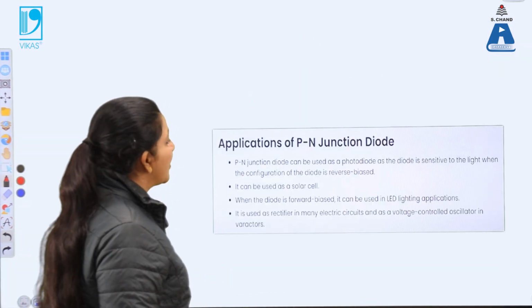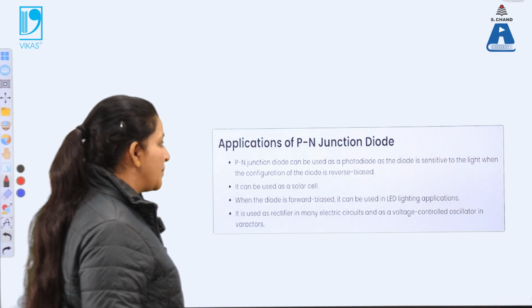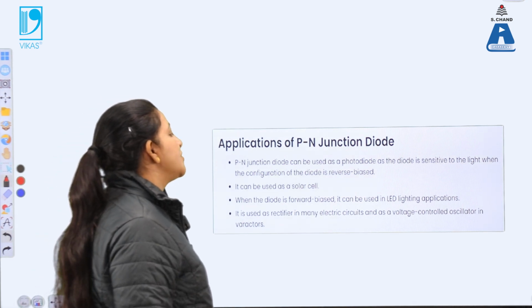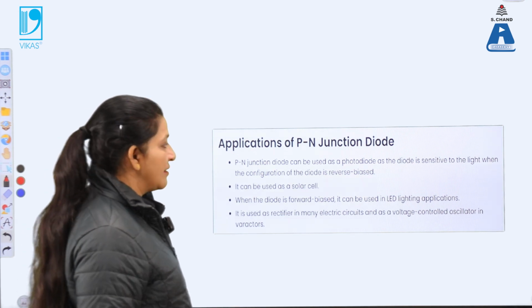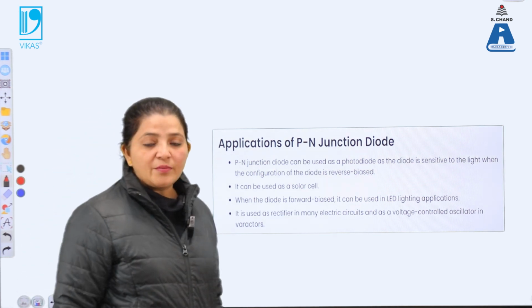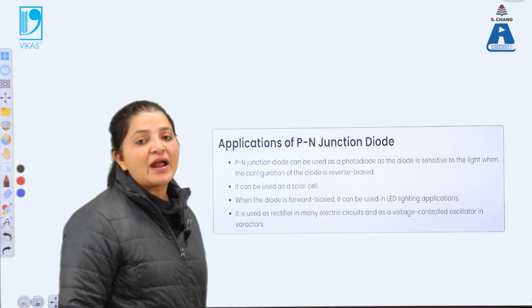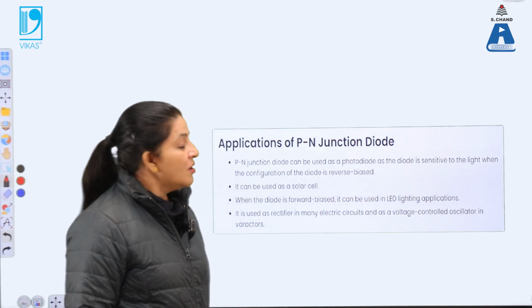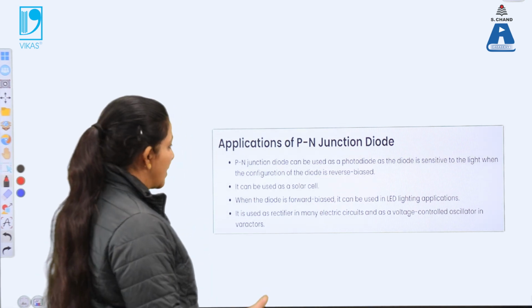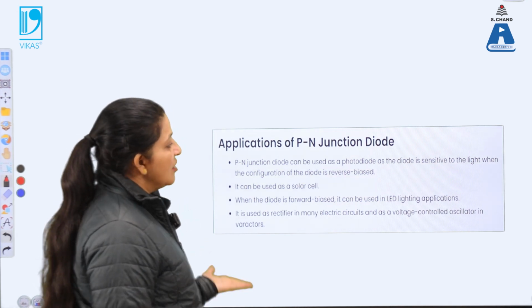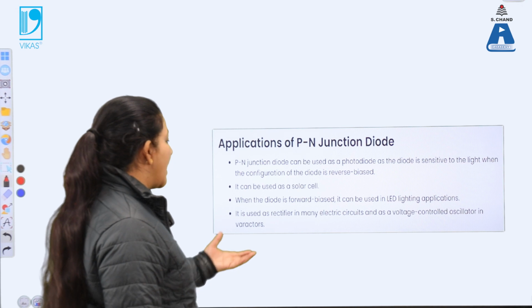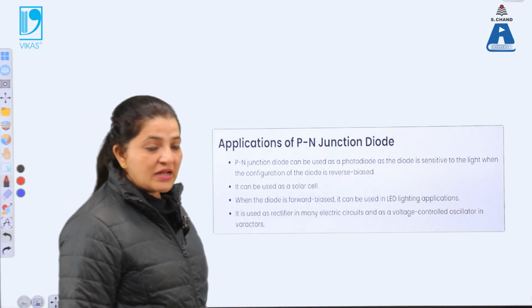So now next is the application of the p-n junction diode. A p-n junction diode can be used as a photodiode, which is a diode sensitive to light. Materials which are sensitive to light are known as photosensitive materials. So that's why a p-n junction diode can serve as a photodiode, and it can be used in the solar cell also.